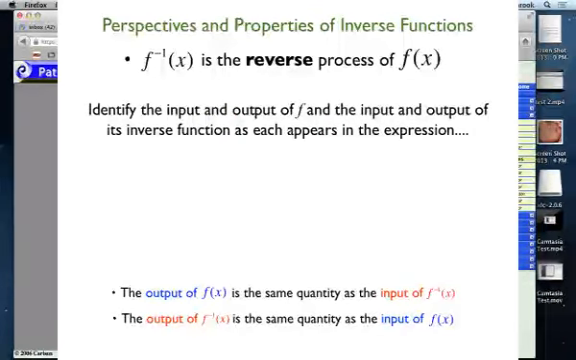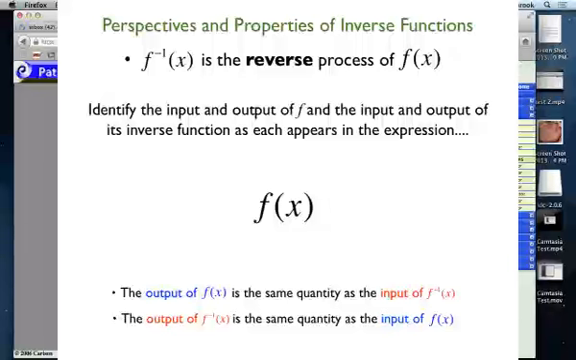Okay, so in our notation, here's the notation f of x. I want you to identify 4 different things as they appear in this notation: the input and output of both the original function and its inverse. Can you identify the input and output of both the original function and the inverse? See if you can do it.